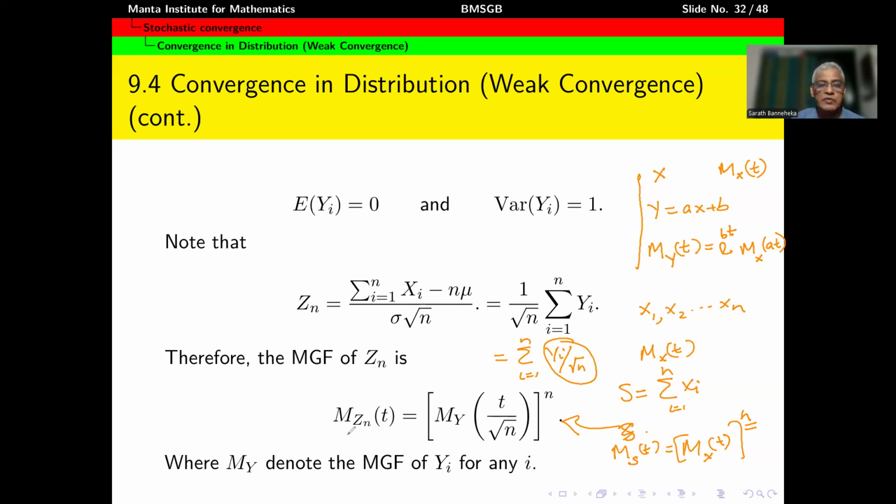The moment generating function of Zn evaluated at t is equal to the moment generating function of Y, where My means the moment generating function of any Yi, evaluated at t over root n, to the power n.